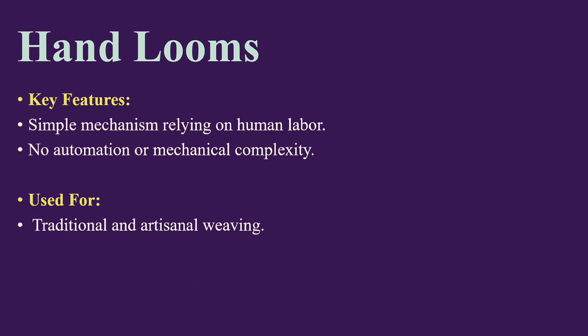Key features of handlooms are simple mechanism relying on human labor because they are manually operated, no automation or mechanical complexity because operation is manual, used for traditional and artisanal weaving, as we have discussed already artisanal features in previous slide.